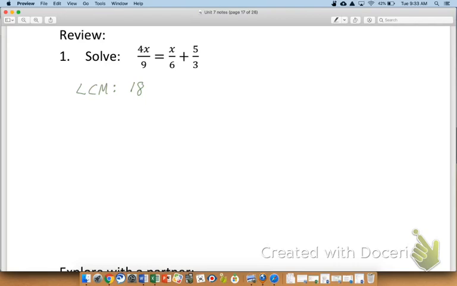So check it out. If I was going to take every fraction in here and get all the denominators to 18, what would I have to multiply the first fraction, the one on the left, by? Yep. So I'm going to multiply times 2 and times 2. What would I have to multiply the second fraction by? 3. Yep. So it'd be times 3 times 3. And then the last one I have to multiply by 6. So is this making sense?